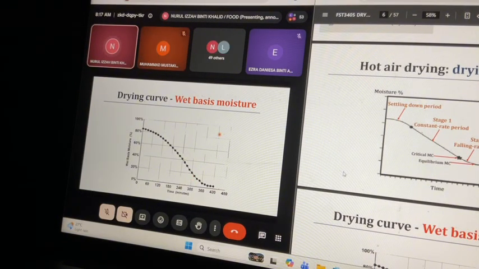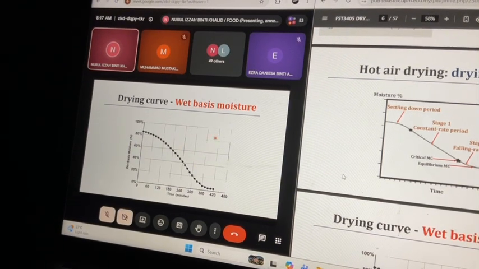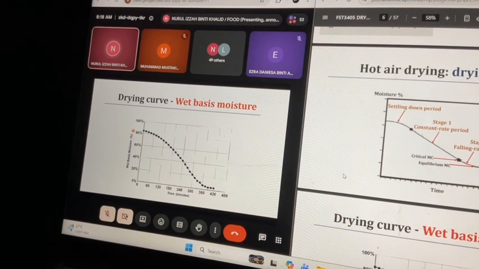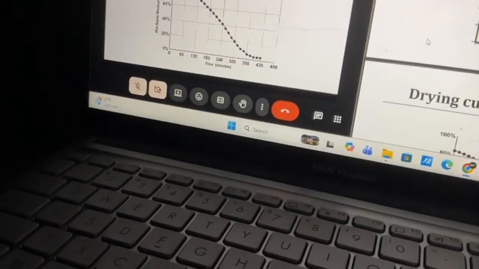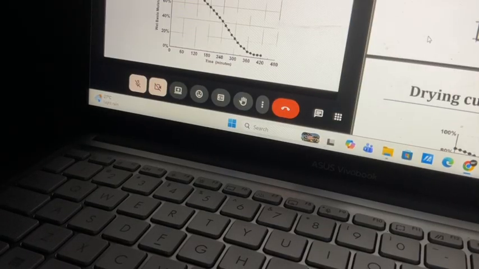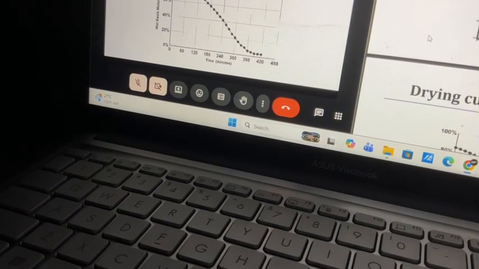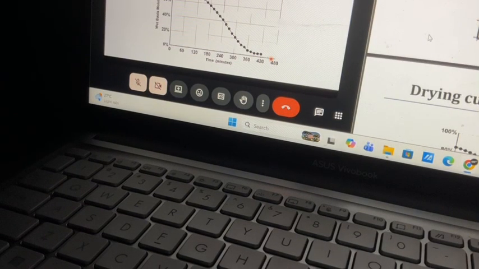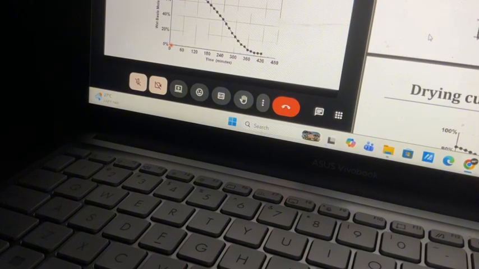Remember that when talking about moisture content, when we report it in the wet basis, it's actually the moisture removal divided by the total. That's why here the percentage is 100%. So from the beginning it is 90%, 85% for example, and then it goes to around 5%. So this is the drying curve if you use wet basis moisture content to plot.